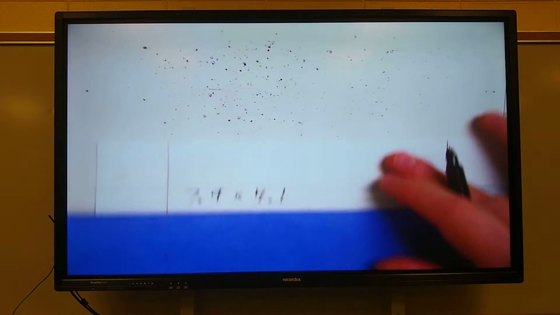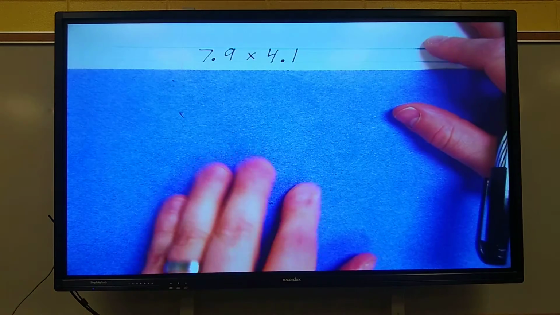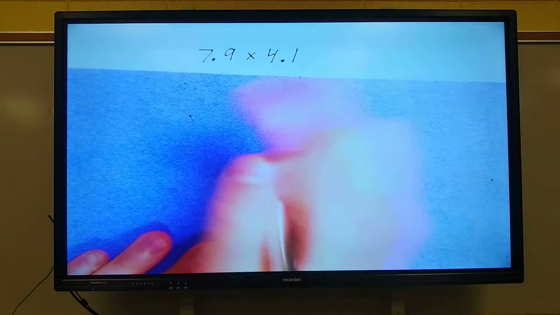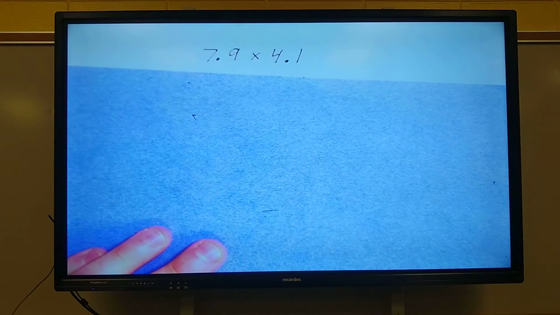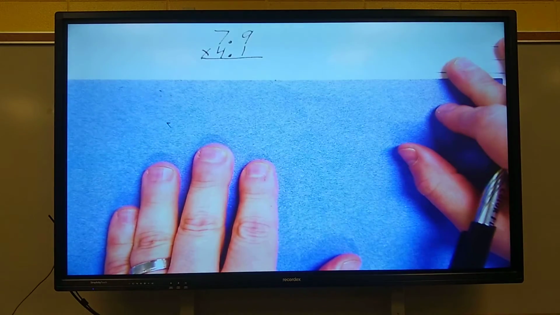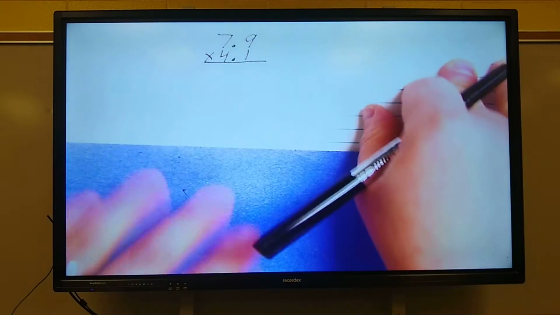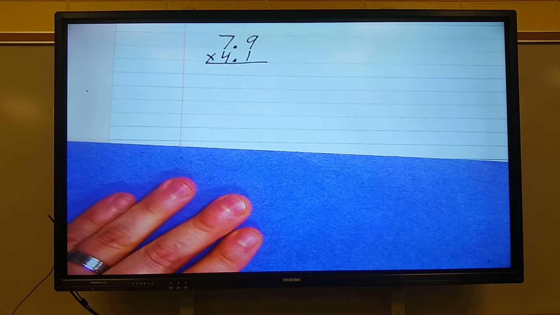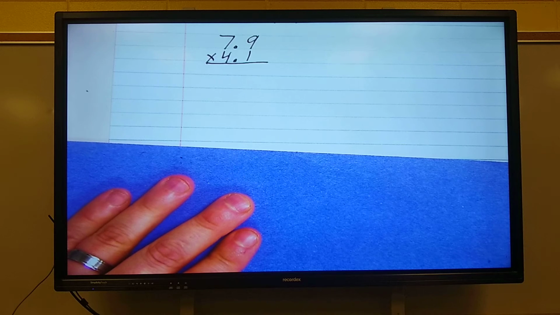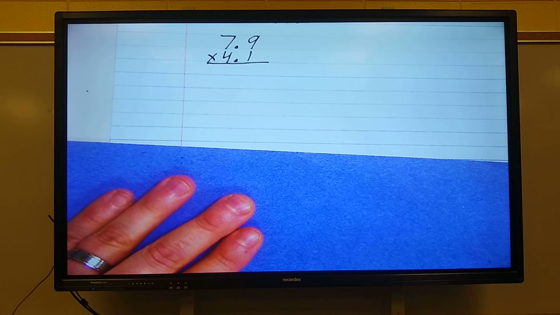All right, let's do a more difficult type of problem. I'm going to do this one for you, so you just watch. And then the next one you're going to do by yourself. 7 and 9/10 times 4 and 1/10. When I line them up, I line them up like this. Now, the decimals line up, but they don't line up because I made them line up. They just line up because that's how the numbers work. But just remember, you don't have to line up the decimals. In fact, you will not line up the decimals when you multiply. All right. So step number one, I've got to multiply these digits.